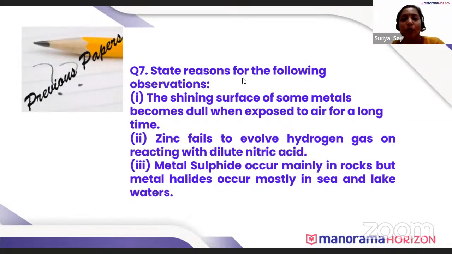Okay. So the shining surface of the metals becomes dull when it is exposed to air because these metals react with oxygen in the air, forming metal oxides. So a metal oxide coating will be there over the metal so that the shining appearance will get dull. Then zinc fails to evolve hydrogen gas on reacting with dilute nitric acid. Why does zinc not evolve hydrogen gas on reacting with dilute nitric acid?